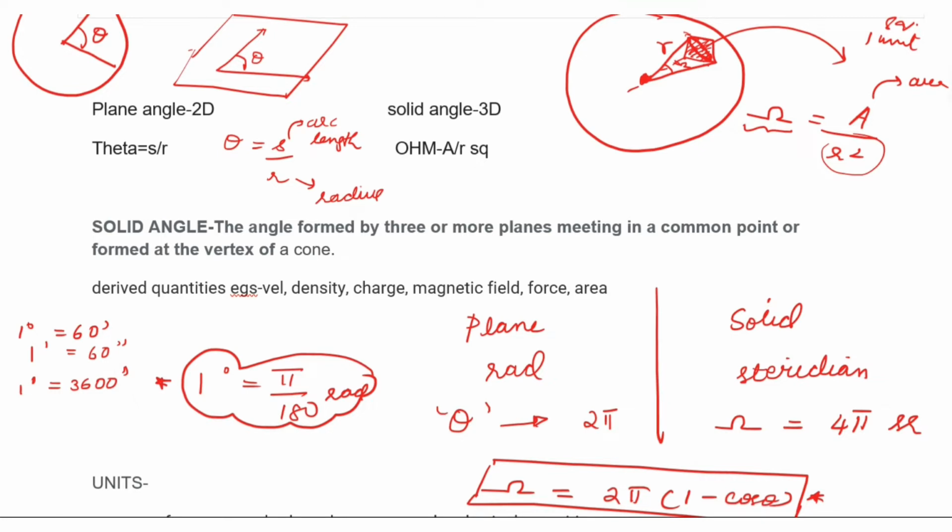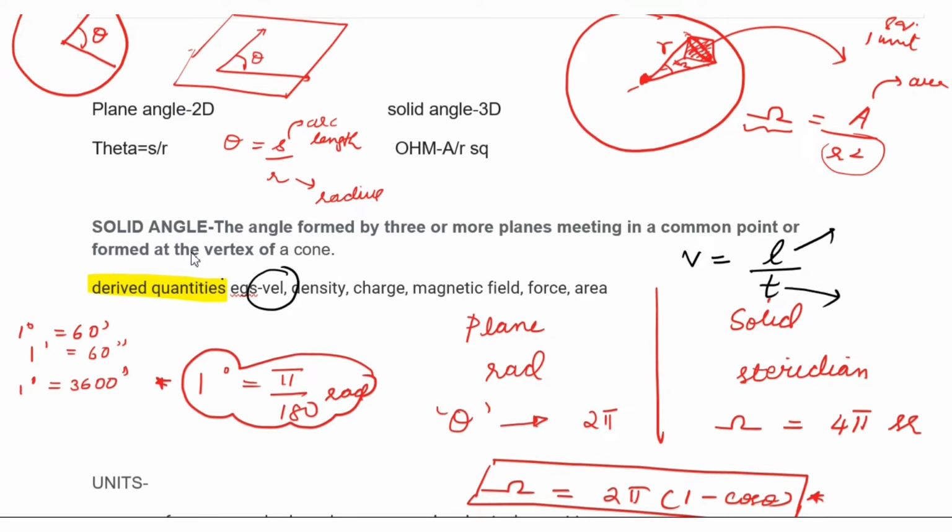Example: velocity, density, charge, magnetic field. So why are they called derived? Because these are all the quantities which are derived from the basic fundamental quantities. For example, velocity is nothing but distance or total displacement by total time, which is nothing but length by time. Length and time both are fundamental quantities.